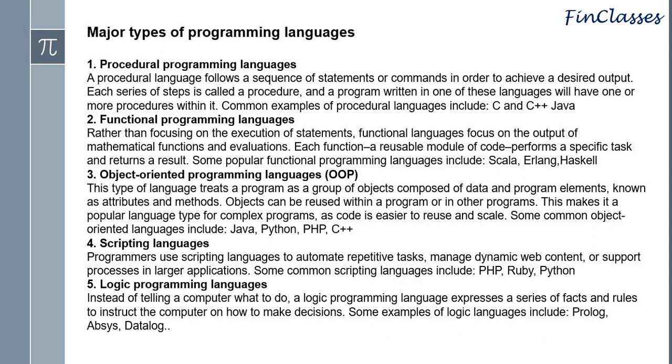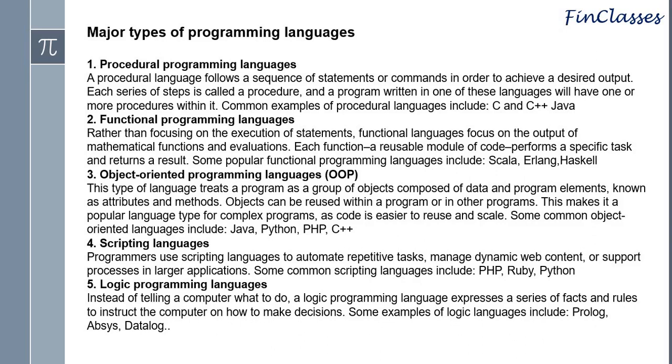And we have scripting languages. There are a lot of repetitive tasks that we are doing. So to automate those tasks and reduce the manual intervention, scripting languages are very useful. They manage dynamic web content and reduce the repetitive tasks. Some common scripting languages are PHP, Ruby, and Python. We also nowadays have Blue Prism and others, which are very famous for automation of tasks that a human need not do.